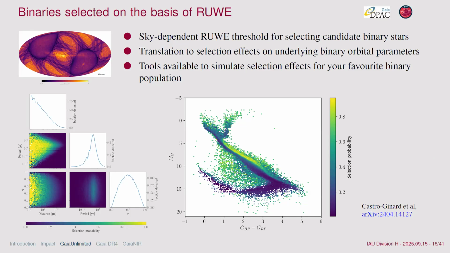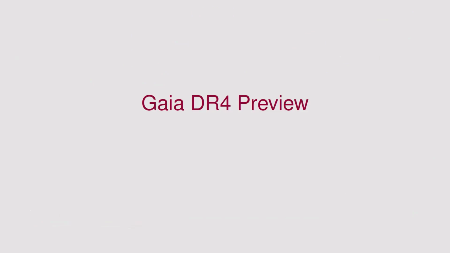Okay, that was it for the Gaia selection function tools. And now we switch gears and we have a look at a preview of Gaia DR4, which will come up at the end of next year and will really be another step change in terms of the Gaia data releases that you have seen so far.